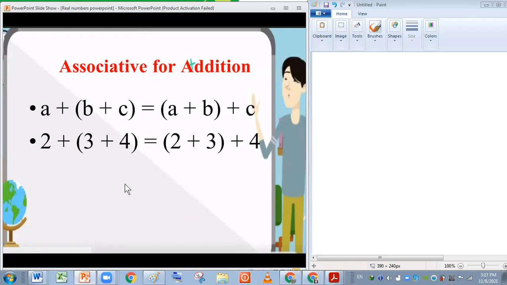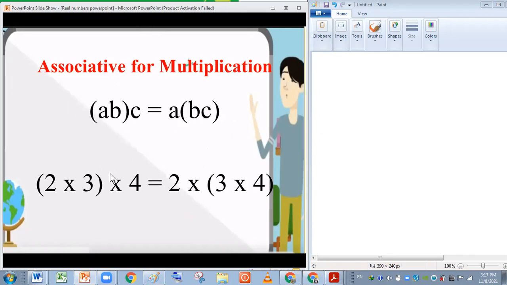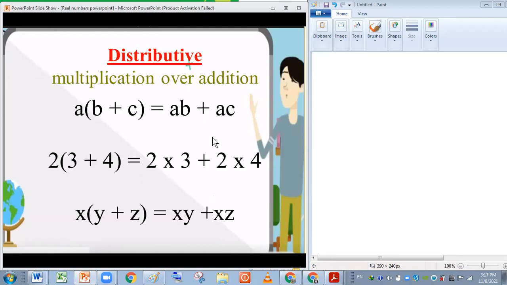This is what we call the associative property for addition. For multiplication it is the same way. When we have the group of a times b, times c, it is just the same as a times the group of b and c. Distributive: you know what this distributive is? You have a times the group b plus c, which is a times b plus a times c.